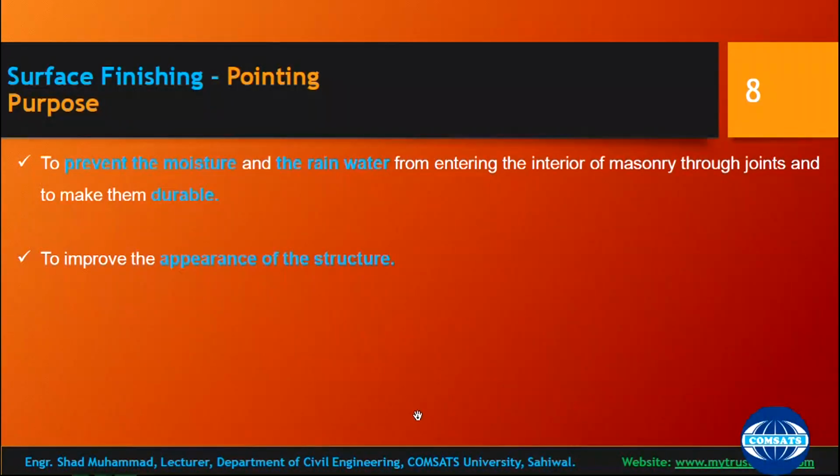Okay. Purpose of pointing: there are basically 2-3 purposes. To prevent the moisture, including rainwater, from entering the interior of the masonry through joints and to make them more durable. You are sure that if you are preventing moisture, then it will make your structure more durable, and to improve the appearance of the structure. Okay, this prevention of the moisture is more suitable for stone masonry.